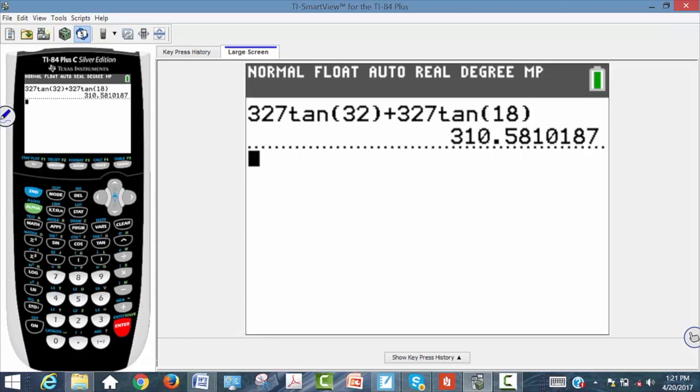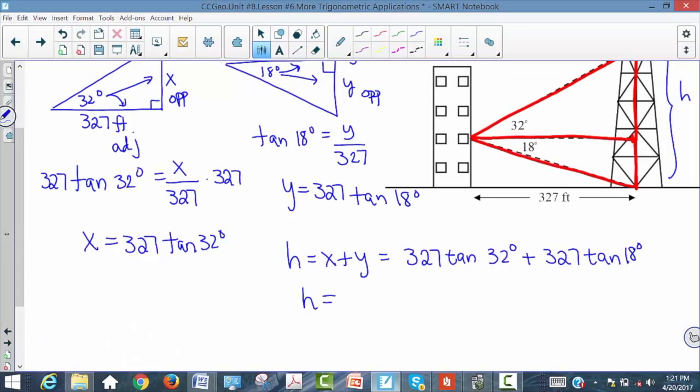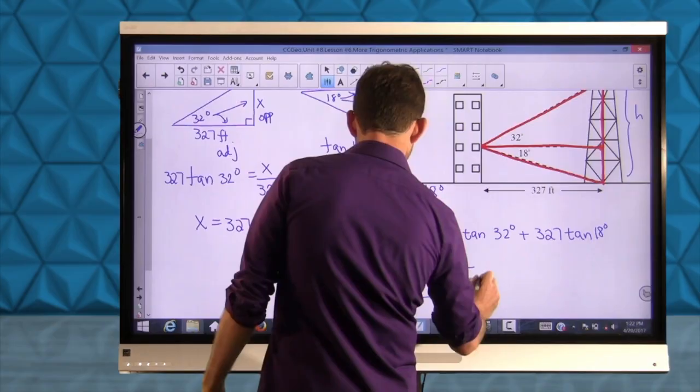I think it said to the nearest tenth, which would be 310.6. 310.6 feet.